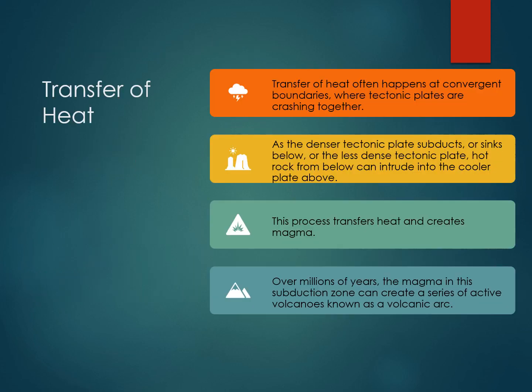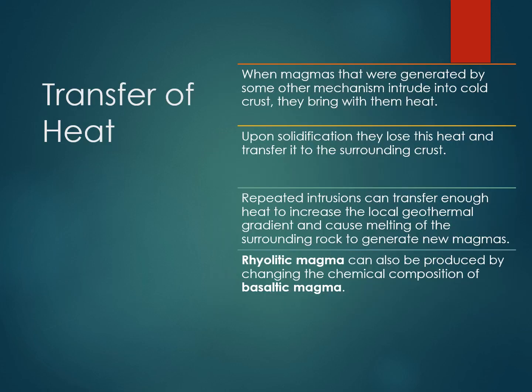Transfer of heat often happens at convergent boundaries where tectonic plates are crashing together. As the denser tectonic plate subducts, or sinks below, the less dense tectonic plate, or hot rock from below, can intrude into the colder plate above. This process transfers heat and creates magma. Over millions of years, the magma in this subduction zone can create a series of active volcanoes known as volcanic arcs.